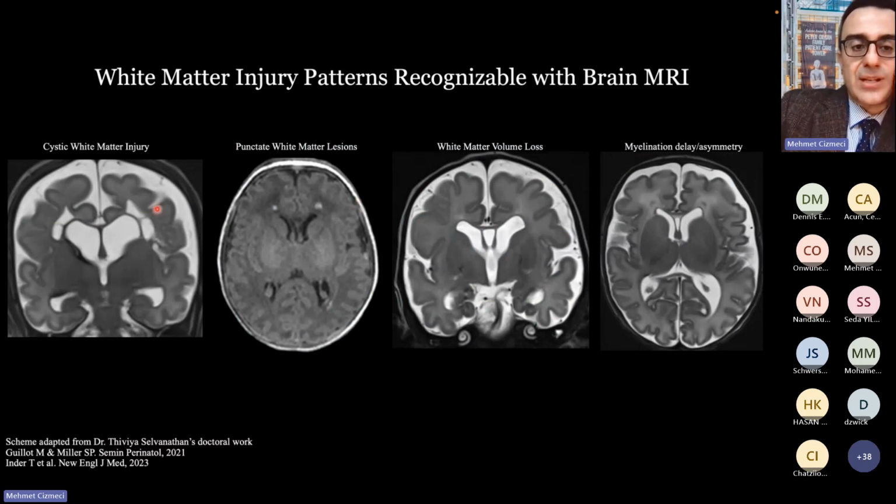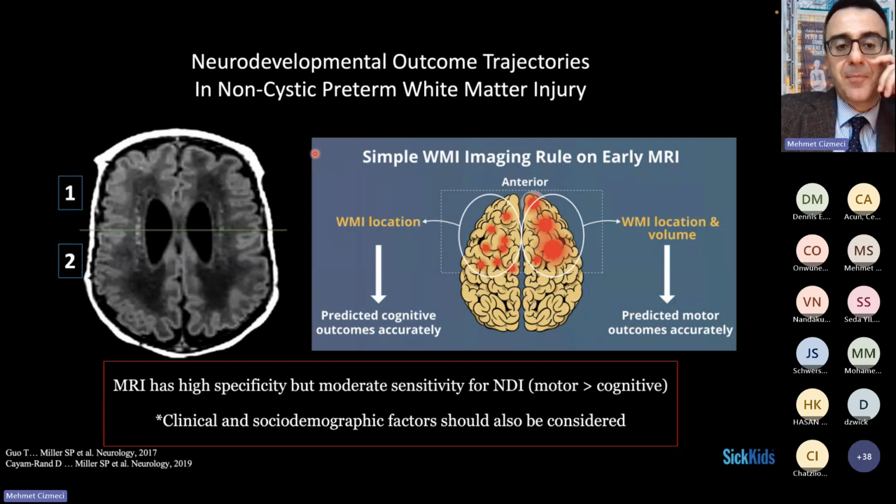Head ultrasound is sensitive to the cystic lesions, so we can reliably detect them with head ultrasonography because of its high sensitivity. But for the punctate white matter lesions, its sensitivity is operator dependent and it declines significantly. So we can use it for diagnostic and prognostic purposes in the cystic type of brain injury more effectively than in this type of white matter injury.